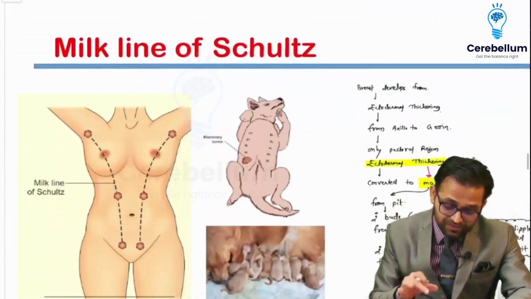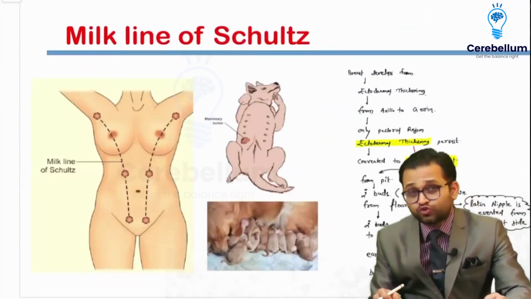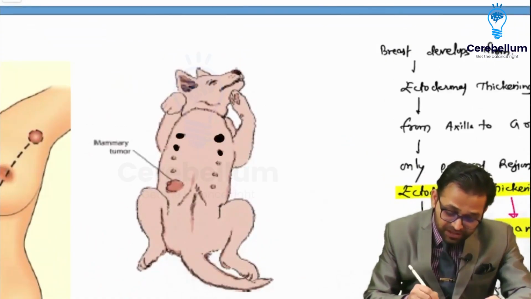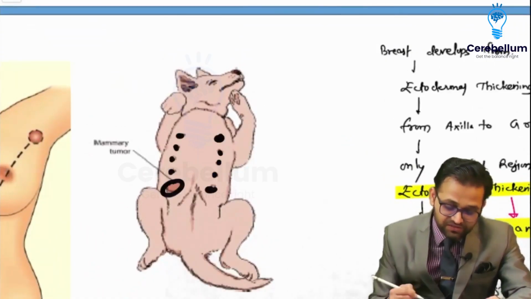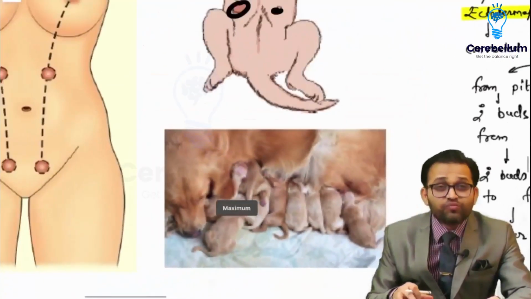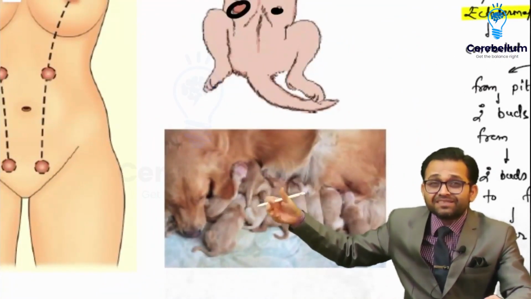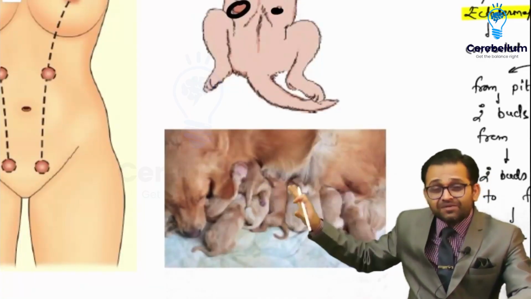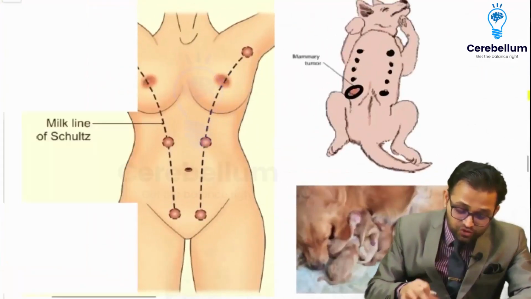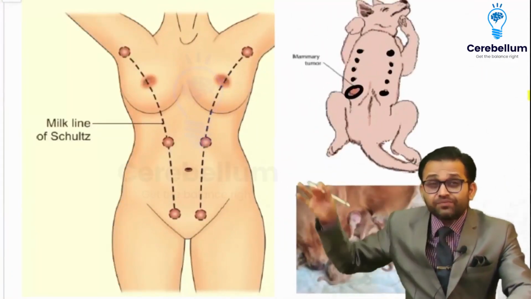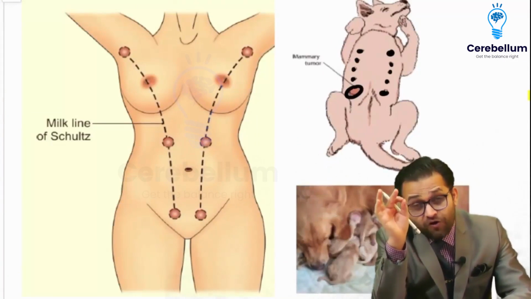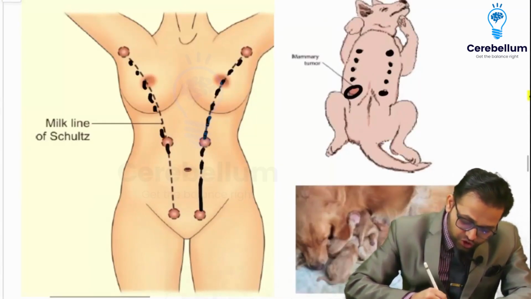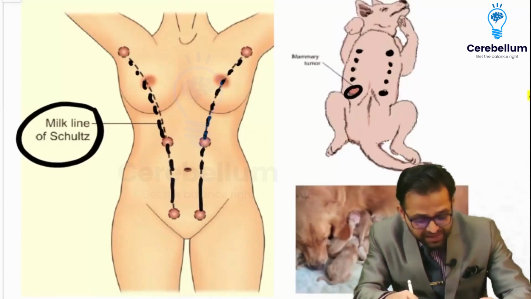Okay. So one by one, try to understand. Milk line of Schultz. When you see the lower animals, you will see multiple nipples, multiple breasts on the ventral surface. That's why this is one common phenomenon. You will see dogs and cats having many babies sucking the milk simultaneously because they are having multiple breasts. Yes, in humans also, try to understand in a similar way. There is an ectodermal thickening of the skin and they form one line. This was studied by Schultz. That's why it is known as the milk line of Schultz.